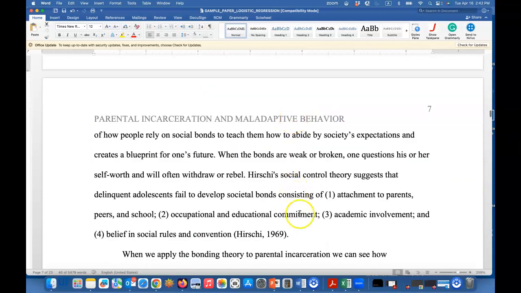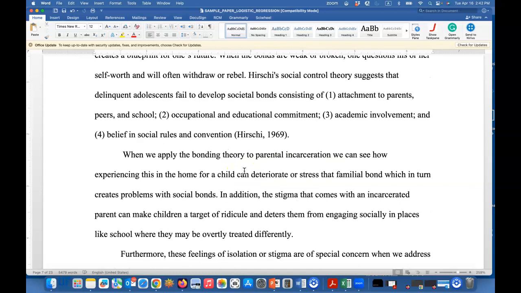So you may find yourself needing to add a few citations in a few places so that the reader can follow up on further detail if they choose. Now we're going to apply the theory.